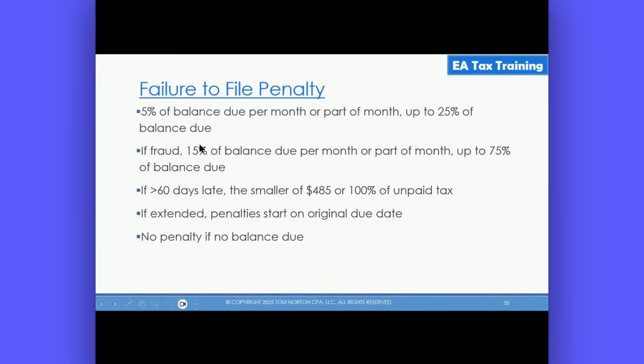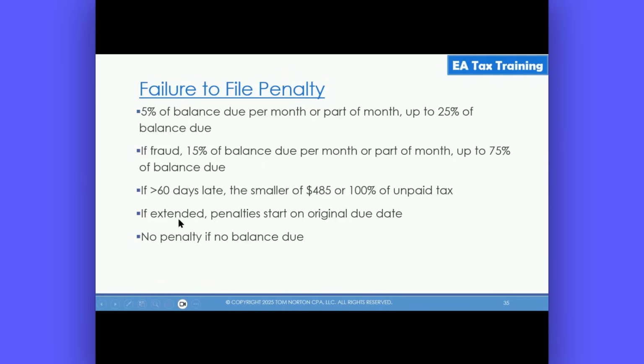If there was fraud involved, then instead of 5%, it goes up to 15% of the balance due per month or part of a month, up to a maximum of 75% of the balance due. If your return was more than 60 days late, then your penalty is going to be the smaller of $485 or 100% of the unpaid tax. So let's say you owed $400. That's your balance due. Well, 5% of that is only $20. So let's say you were 5 months late. That's only $100. But because you were more than 60 days late, you're going to have to pay $400 as your failure to file penalty.